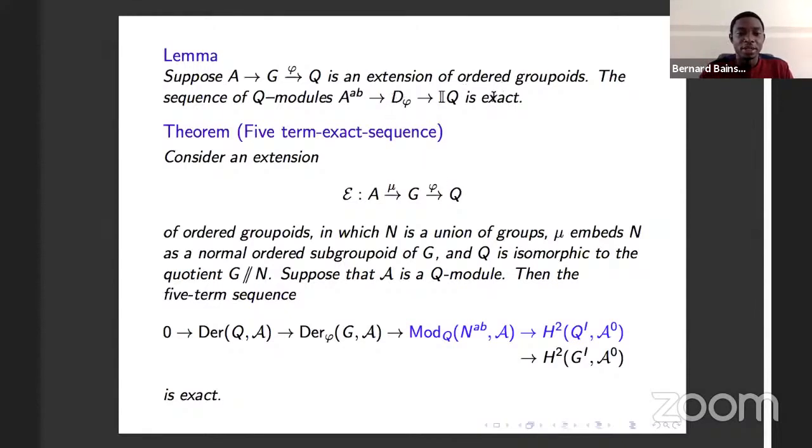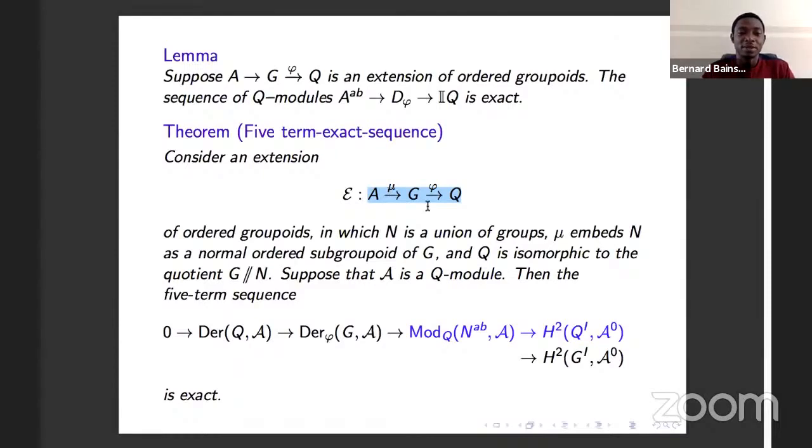So based on this, we developed a parallel construction that we have in group theory, the 5-term exact sequences for groups. We developed one for ordered groupoids, and this is the most interesting result for me that we had. It's the main machinery or the main tool that we used to describe the extensions.